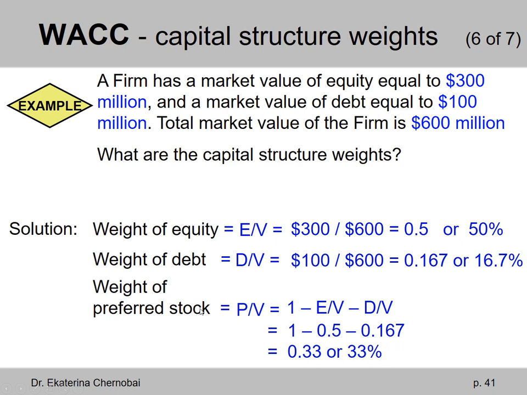Or you could also find the weight of preferred stock the same way you found the weights of equity and debt. Because once you figure out that there is $200 million hidden in this problem in the market value of preferred stock, you can then take 200 million and divide by 600 million, the total firm value, which would also give you the same weight as a result.